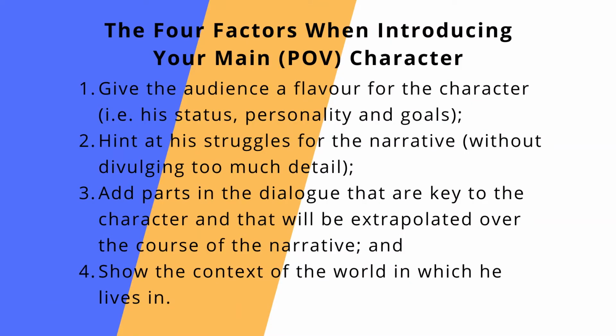In our previous video on how to write the perfect beginning, we discussed introducing your main character. Usually, but not without exception, the main character is introduced in the first scene of the narrative, and to do this in a way that grabs your audience's attention, we discussed 4 factors, and these were: 1. Give the audience a flavour for the character, i.e. his status, personality and goals. 2. Hint at his struggles for the rest of the narrative without divulging too much detail. 3. Add parts in the dialogue that are key to the character which will be extrapolated over the course of the narrative. And 4. Show the context of the world in which he lives in.